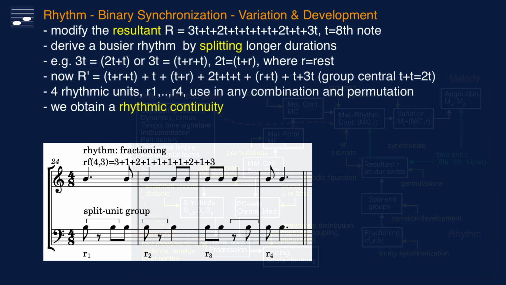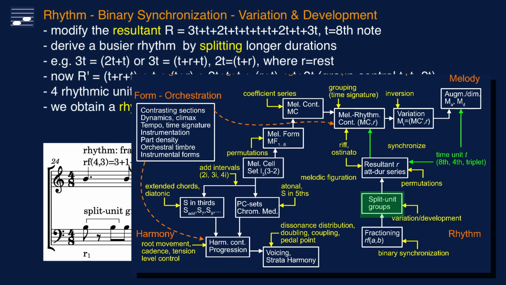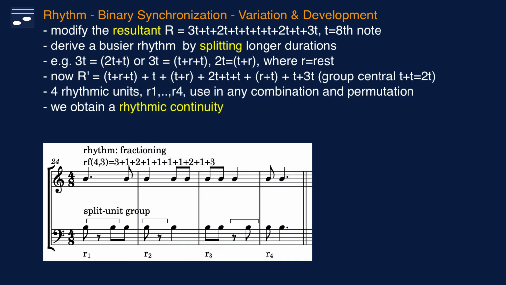We modify this basic pattern by splitting longer duration attacks into smaller time unit attacks or rests. This is another Schillinger rhythm technique and yields more varied, less symmetrical rhythms, as shown on the lower staff. This pattern has a total of 10 attacks, and we label the measures as R1 to R4.